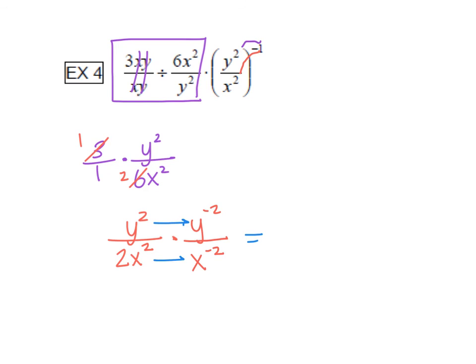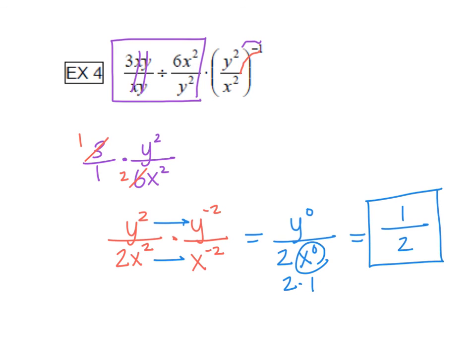Alright, now we're just going to multiply straight across. Y squared times y to the negative 2 power, you're going to add those exponents. 2 plus negative 2 is 0. On the bottom we have our 2, and then x squared times x to the negative 2 power. Again, add your exponents and you get 0. So, do we remember what anything raised to the 0 power equals? Anything raised to the 0 power equals 1, so that y to the 0 power becomes a 1 on top. On the bottom we have 2, and then this x to the 0 power is a 1, so really it's 2 times 1, which is just the 2. So our final answer is 1/2.